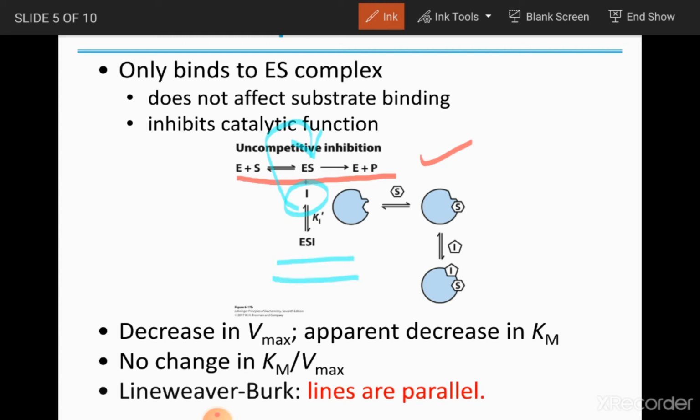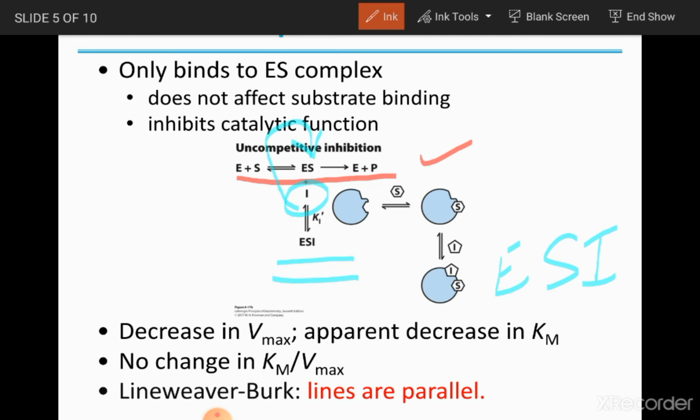It forms ESI complex. So this is a typical enzyme, and you have substrate. The substrate is binding in the particular pocket, the active site, and you have another pocket where the inhibitor is binding. It forms an ESI complex.